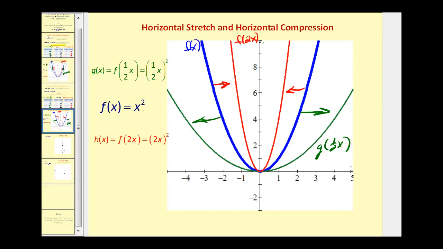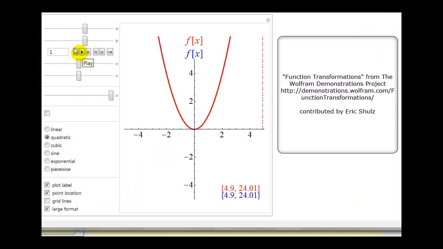Let's take a look at an animation of this as well. So when b is greater than 1, we have a horizontal compression as we see here. And when b is between 0 and 1, we have a horizontal stretch as we see here.